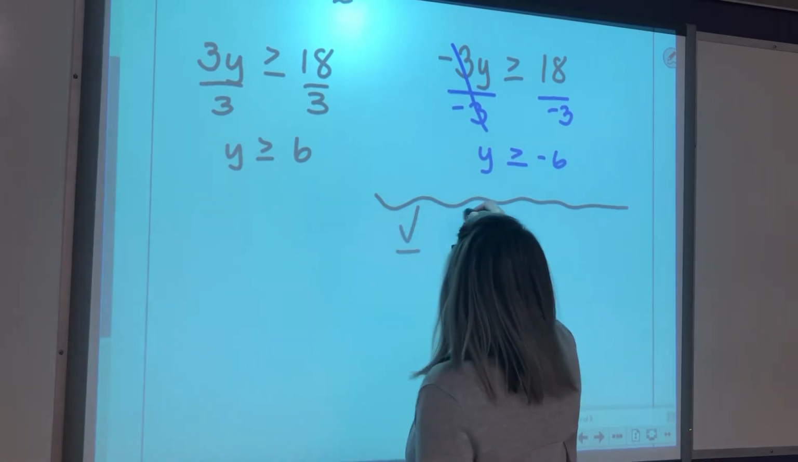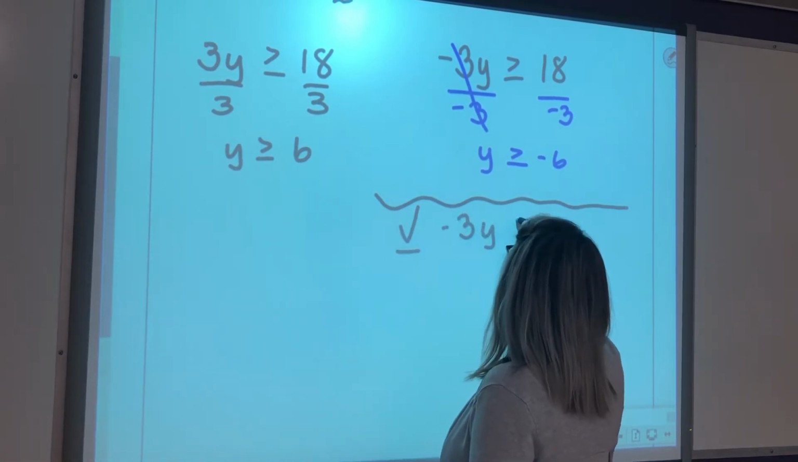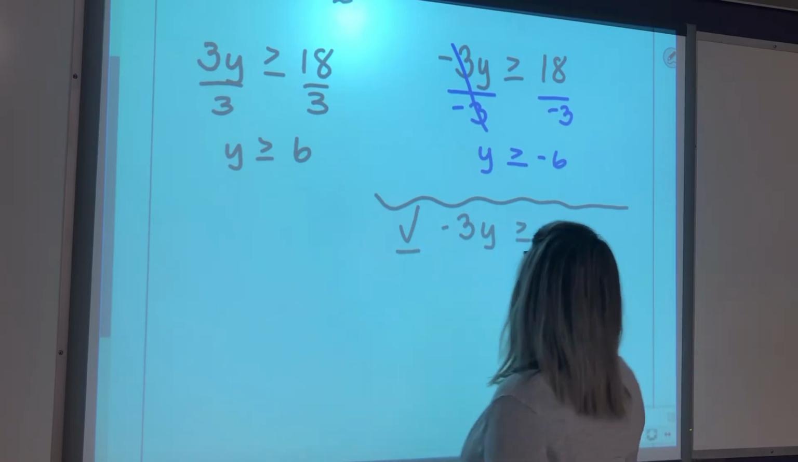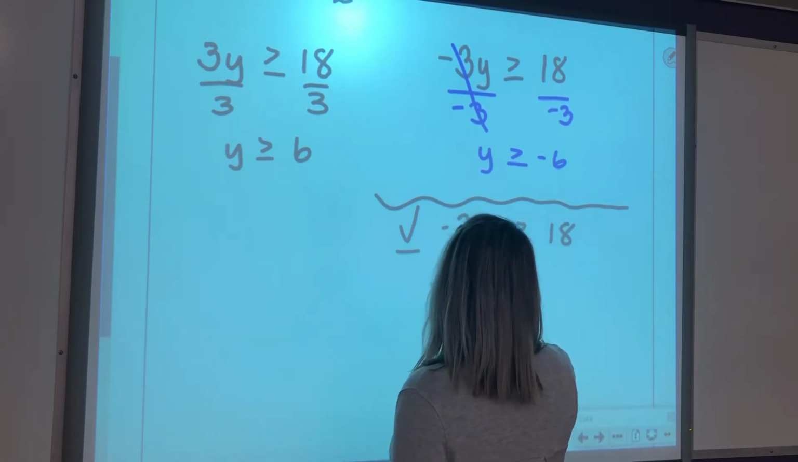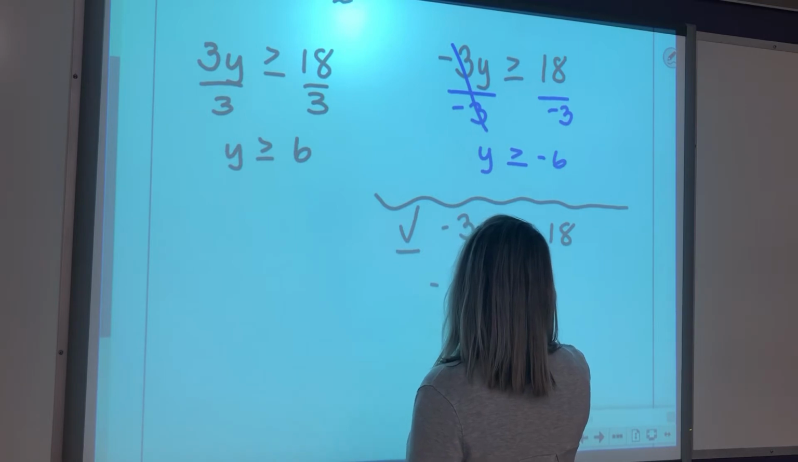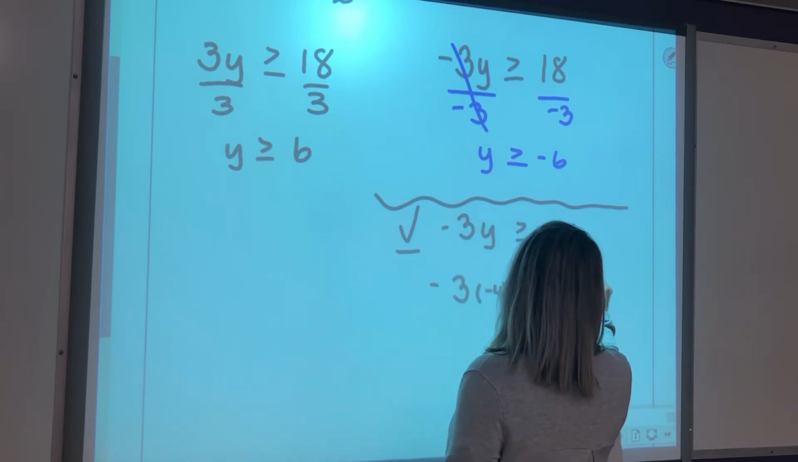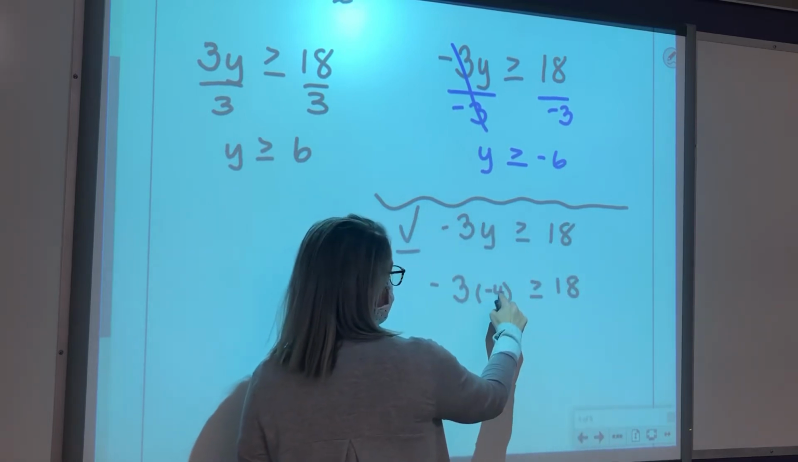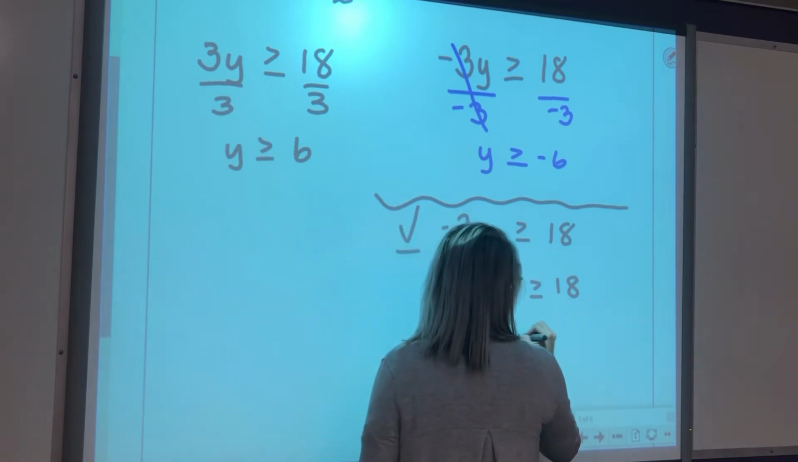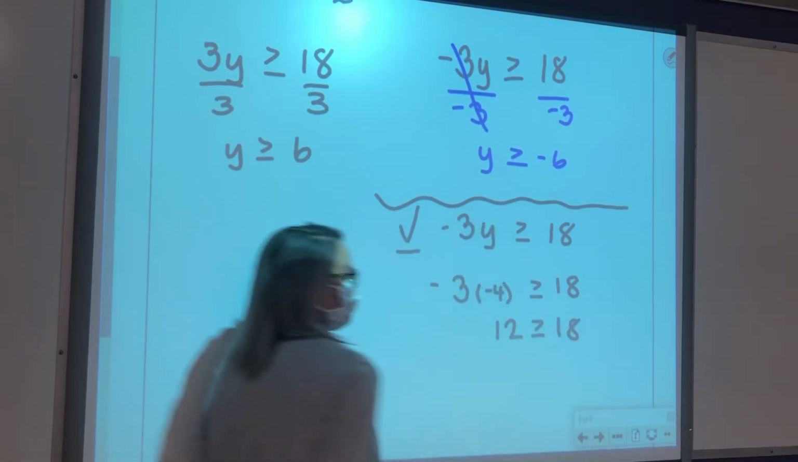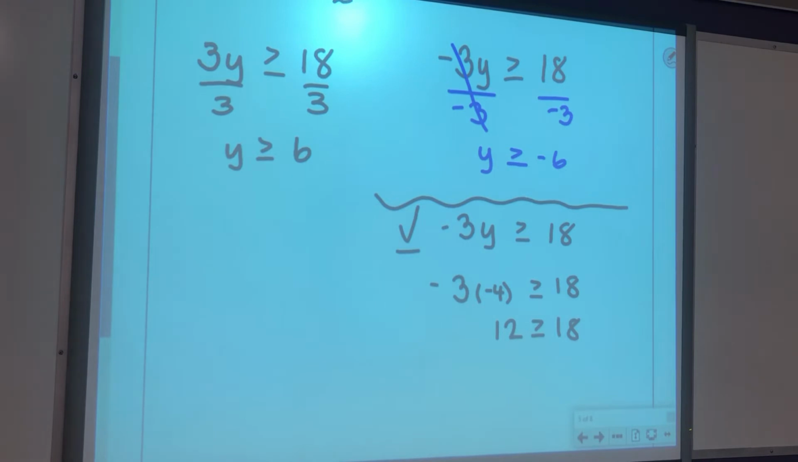So negative 3y is greater than or equal to 18. Negative 3 times negative 4 is greater than or equal to 18. Negative times negative is positive, 3 times 4 is 12. But that's still wrong. Is that true? No, because 12 is not greater than 18. What's the only way that these are ever going to be true? If we keep flipping the sign.